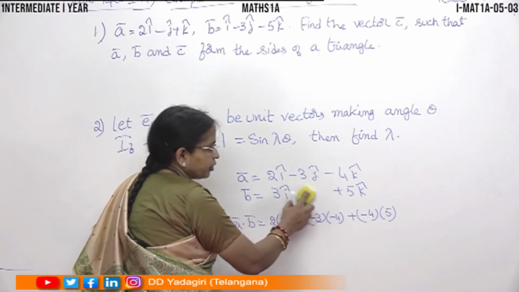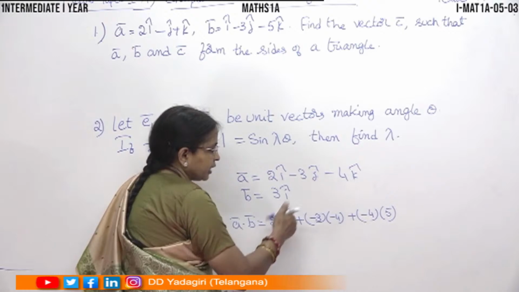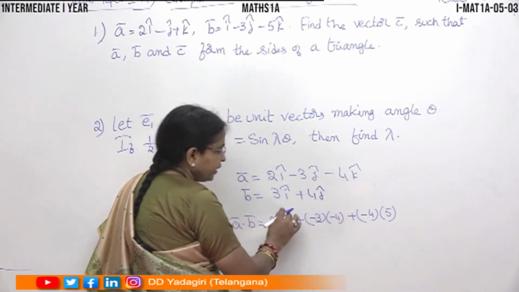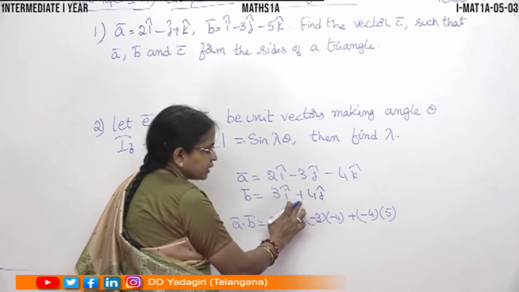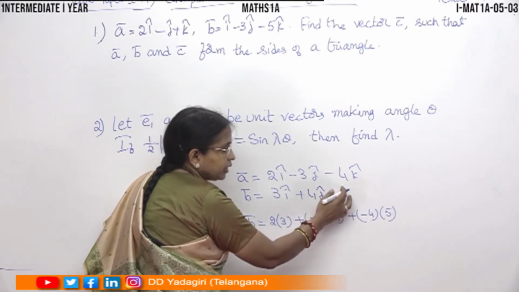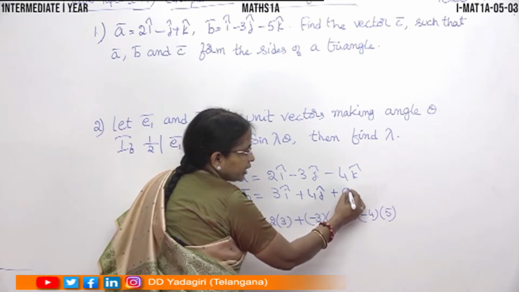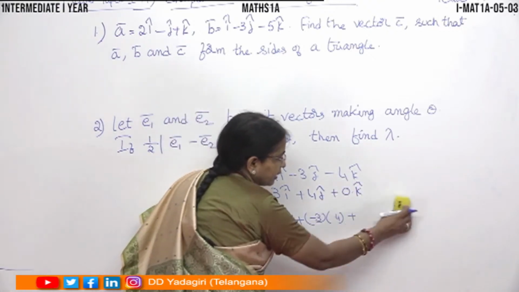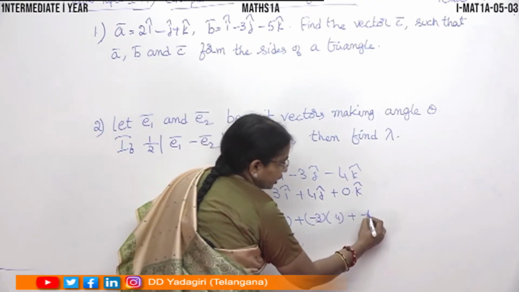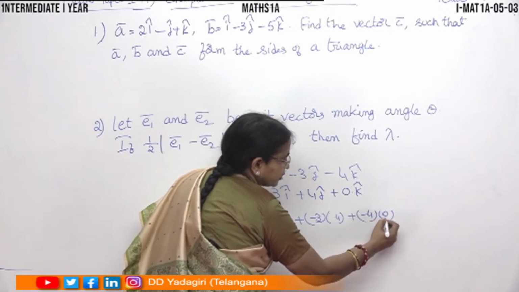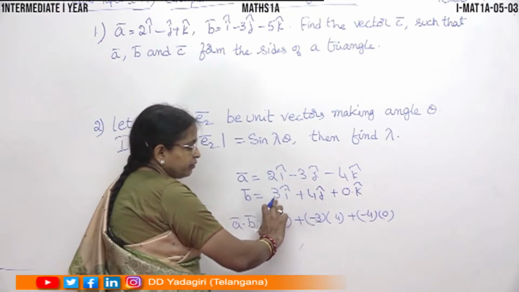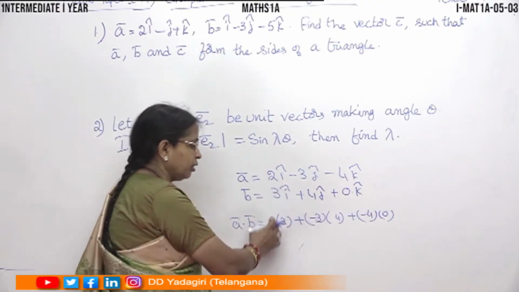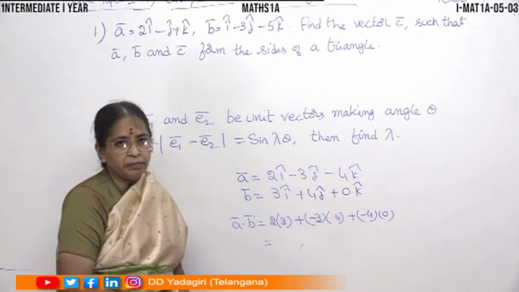Suppose that here you don't have a J term, say 3I plus 4K, and you have only like this. So here you don't have J, so you'll write 0 into J, and then you will write it as minus 4 into 0. So this term becomes 0. So if any term is missing, you should take its coefficient as 0 and then write A dot B.